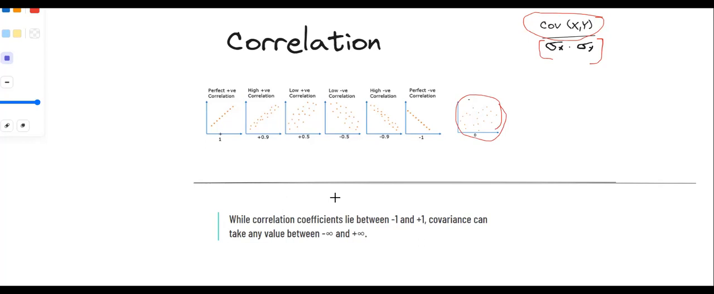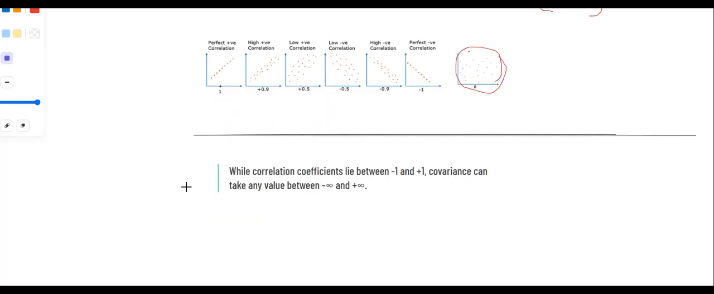Okay, moving on. The important point to consider is that while correlation coefficients lie between -1 and +1, covariance can take any value between -infinity and +infinity. That's all for this video.